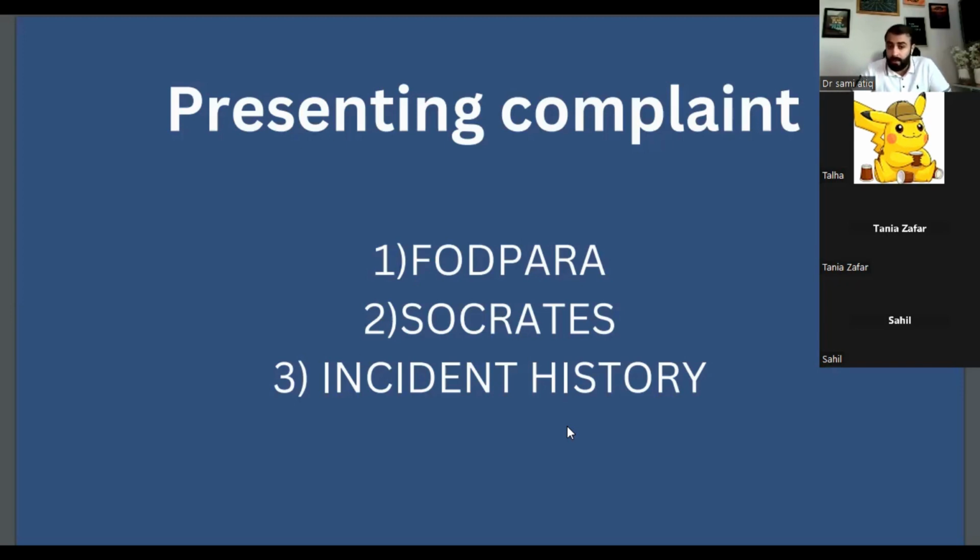So these three are the mnemonics which cover most of the topics of PLAB-2: FOR DAPA, SOCRATES, and incident history. This is the general format which is followed in almost all the cases, except the ethical counseling, angry patients and breaking bad news, where you don't usually take so much history. So in total it takes about 15 components.